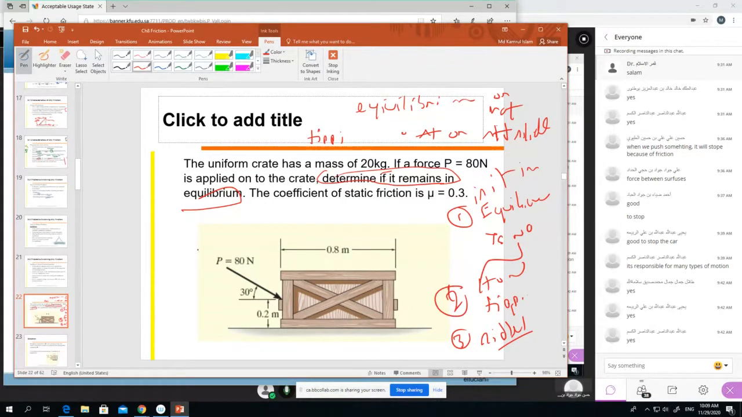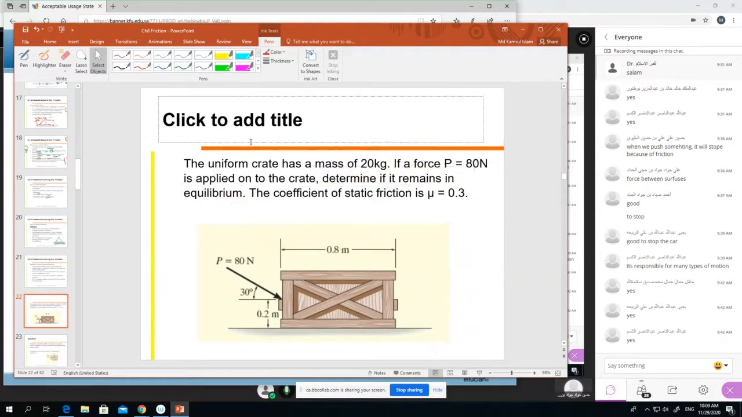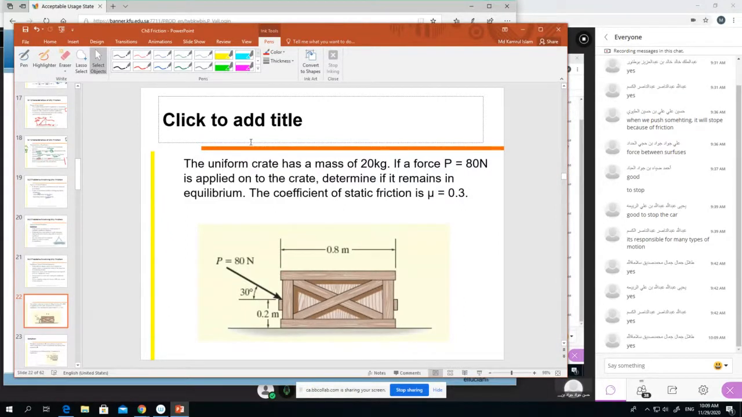Now let's just start doing the problem. Are you clear about the question? Tell me first. Do you understand what I have told you so far? Yes, Kamal Jamal, you are saying that you understood.